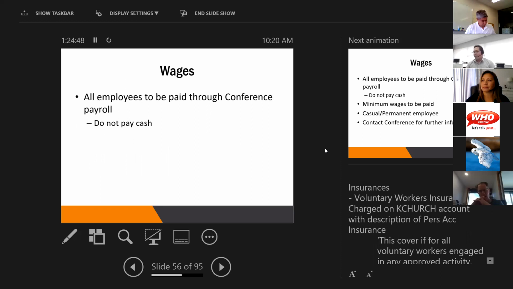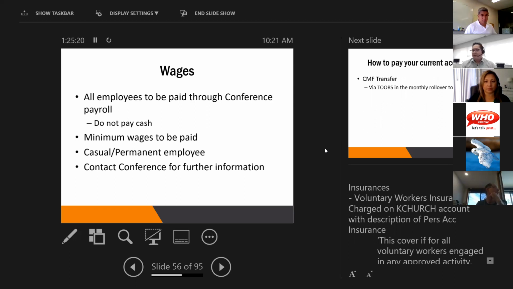Let's talk about wages. Sometimes you have some cleaners, Bible workers, church clerks, who your church board has decided to have on payroll, right? So this is how we on-charge those expenditures. We do not pay cash to them. It needs to be via payroll. Okay.